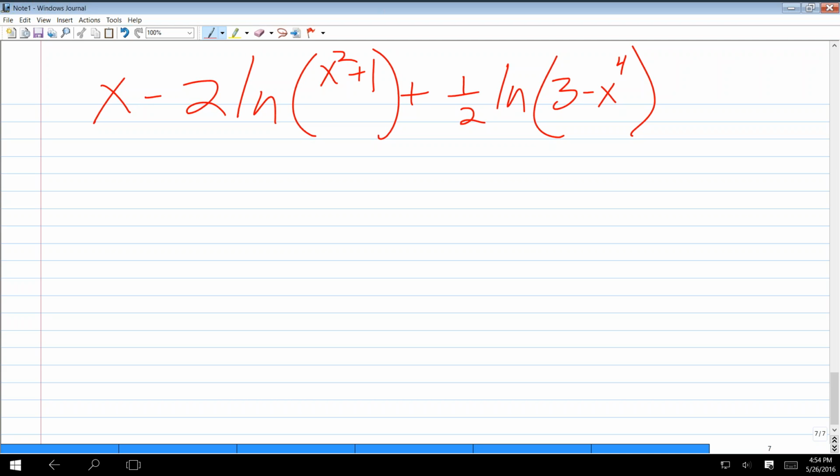Yeah. Okay. So this is a compression. Right. So the first thing I'm going to do in a compression is rule 3. I'm going to take this 2 and make it an exponent. I'm going to take this 1/2 and make it an exponent. So it becomes this.